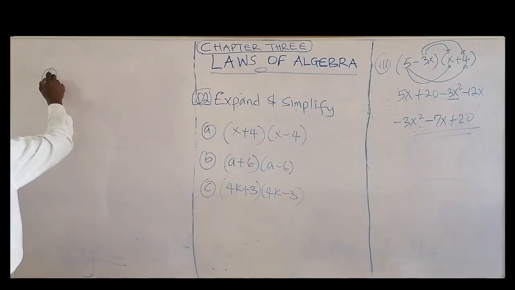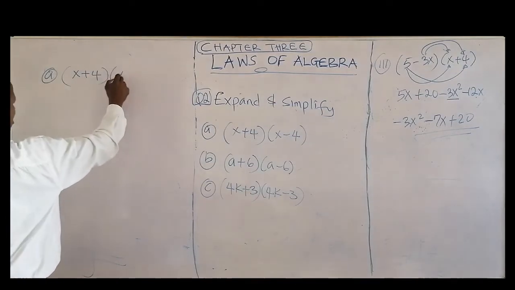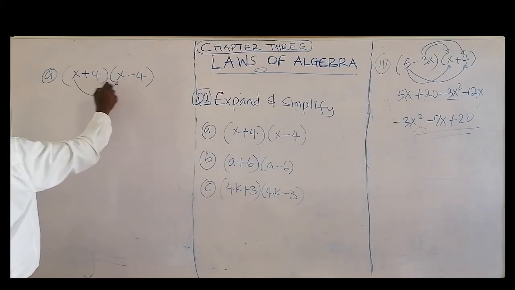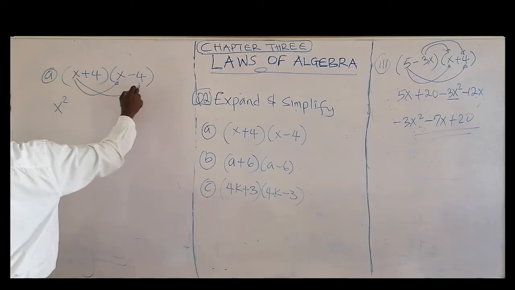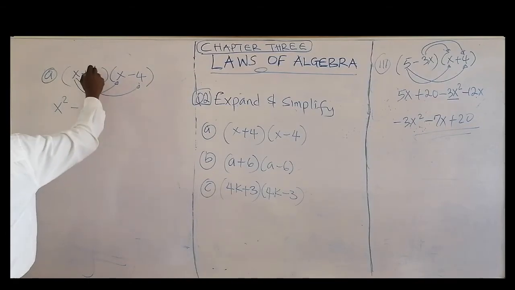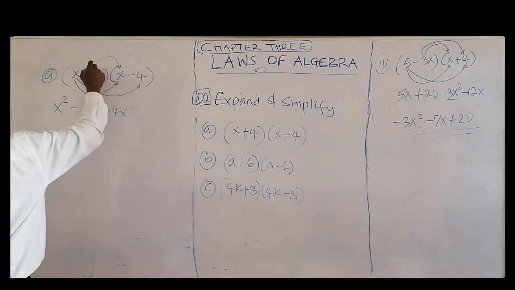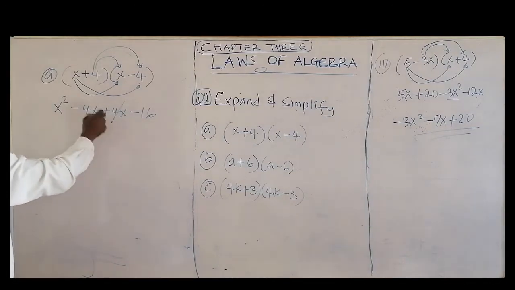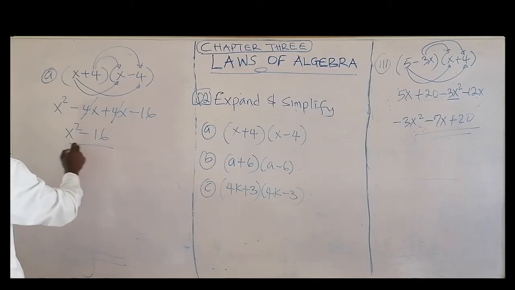We have this: x plus 4 times x minus 4. Okay, so this will be this one times this one, x squared. This one times this one, that's a minus 4x. And then this one times this one, that's a plus 4x. And this one again times this one, that's a minus 16. So this and this we cancel, minus 4x plus 4x. So this is x squared minus 16.